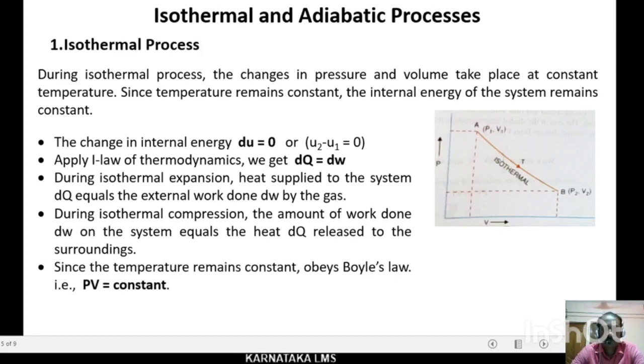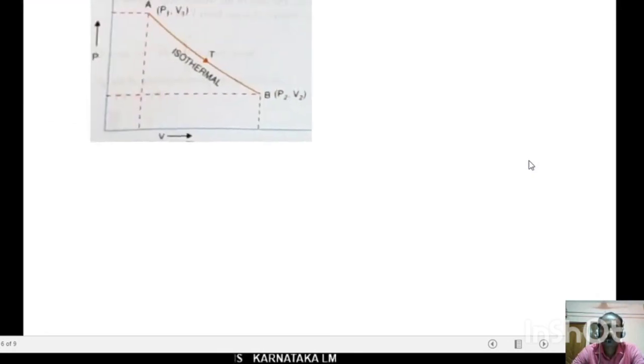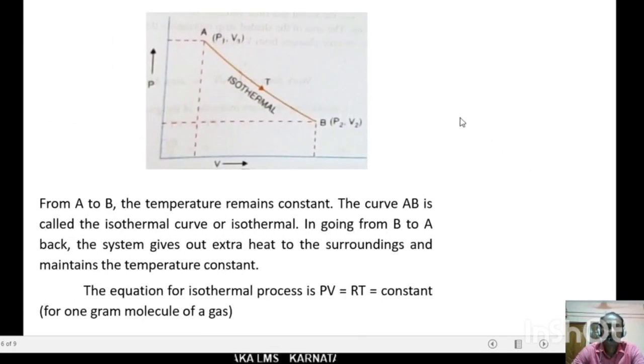Isothermal process is a slow process. See in this graph, from the point A to B, the temperature remains constant. The temperature remains constant because the side walls of the cylinder should be perfectly conducting, not insulating, conducting. Hence, the curve AB is called the isothermal curve, or simply isothermal.